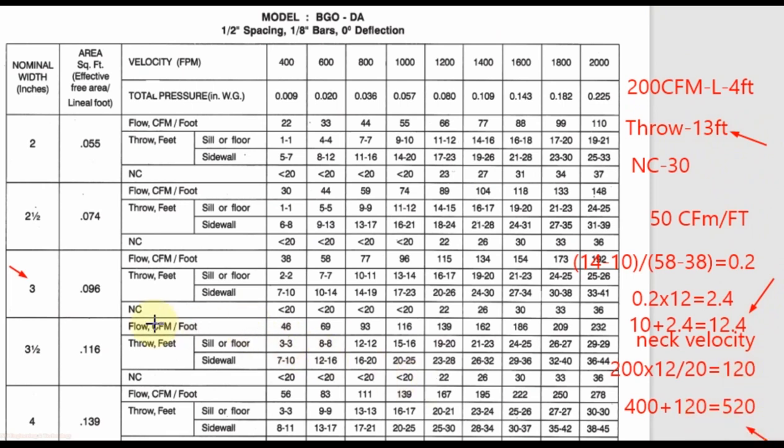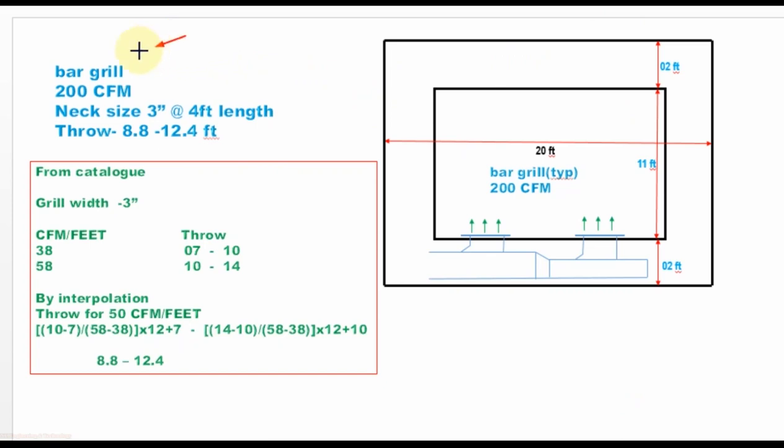So we can select the 3 inch neck size for our grill, having total CFM 200 and the length of the grill 4 feet. So we have selected a bar grill for our room having total airflow 200 CFM, neck size 3 inch with a grill length 4 feet, having throw between 8.8 to 12.4 feet. This throw value 8.8 is at terminal velocity 100 fpm, and this throw value 12.4 is at terminal velocity 50 fpm. Normally we select our grill with a throw at 50 fpm.